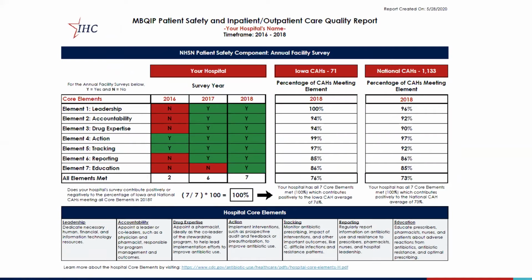And it will also show you the Iowa Critical Access Hospital averages and the National Critical Access Hospital averages over to the right. You'll see as a helpful tool on the bottom, each hospital core element is listed, so you can easily review which ones your hospital may or may not have met yet.